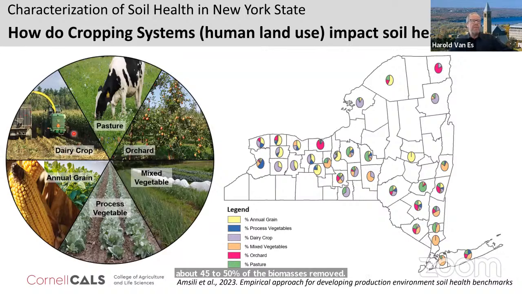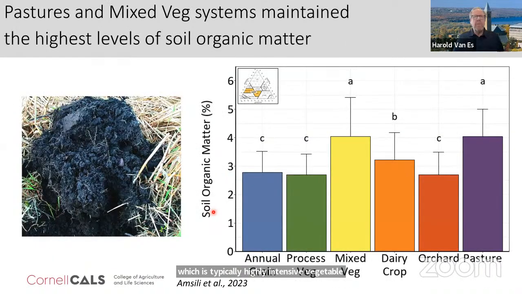In dairy crops, that can be corn silage or alfalfa. It varies a lot in terms of how much biomass is removed, but obviously corn silage leaves very little biomass. Pastures, of course, have a lot of cycling of carbon and nutrients through the animals. Then we have also orchards, and we have mixed vegetables, which is typically highly intensive vegetable production, many of them being organic. So how does that really relate to some of these soil health indicators?